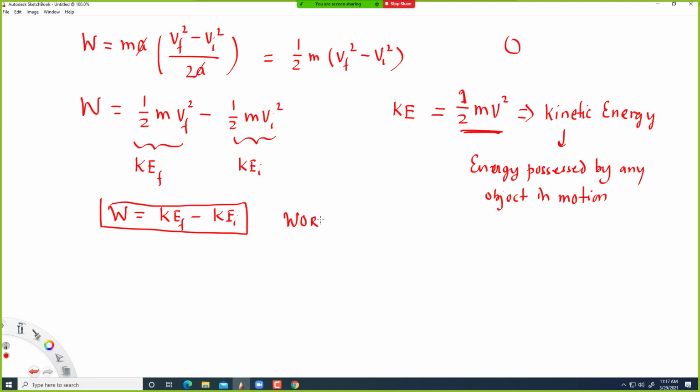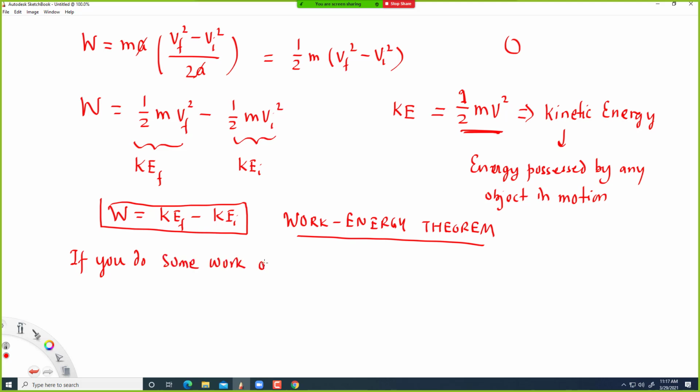Work energy theorem. So this is the basic principle that tells us if you do some work on an object, it changes the kinetic energy of the object.